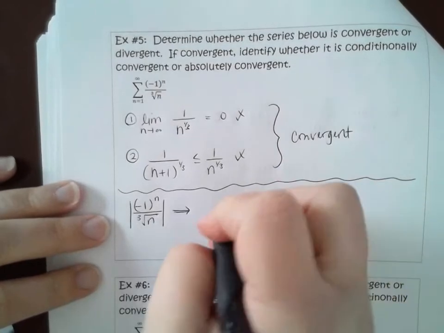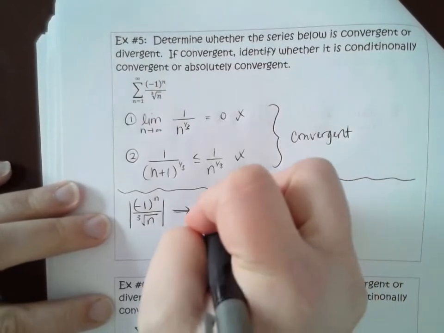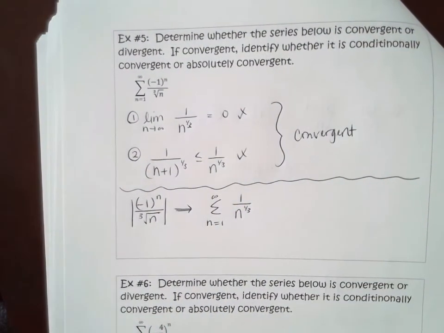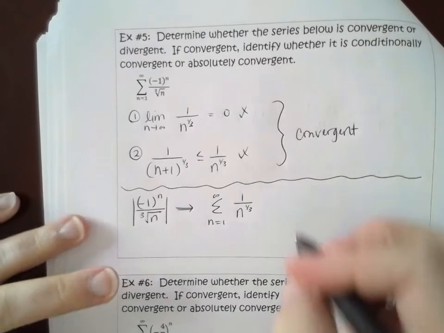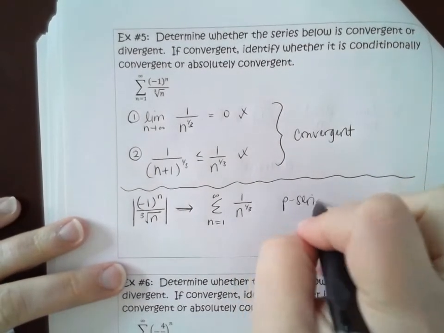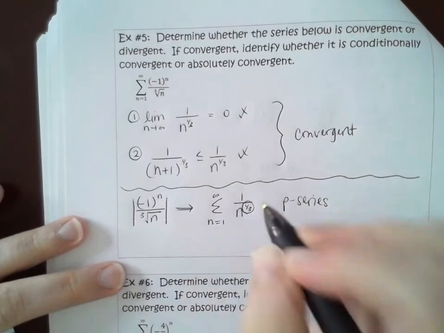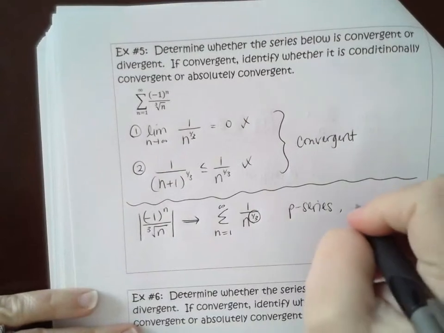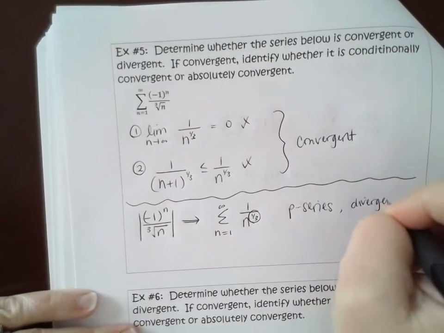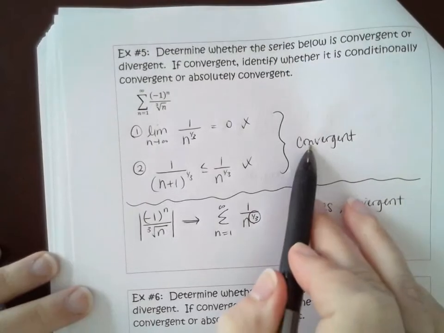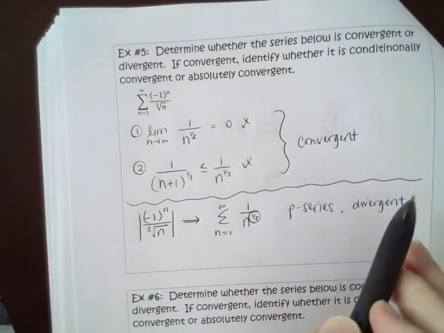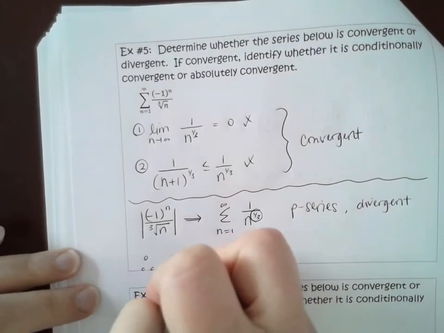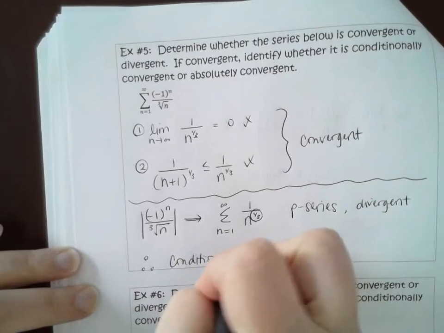So we are looking at the series 1 over n to the 1/3. What do we know about that series? Well, this falls into the category of being a p-series. And according to p-series, if the exponent is between 0 and 1, then it's divergent. Okay, well, I already established that it's convergent. So if this second condition is divergent, then the overall convergence for this question is conditional.